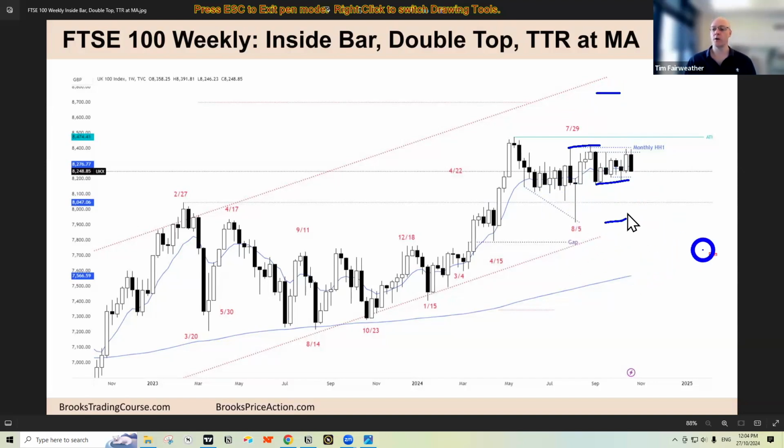But as I said before, I'm not willing to swing short at the moment. I don't think enough bulls are trapped. I think there's too many bull bars closing above the moving average. And all these bars are reversing on the open.